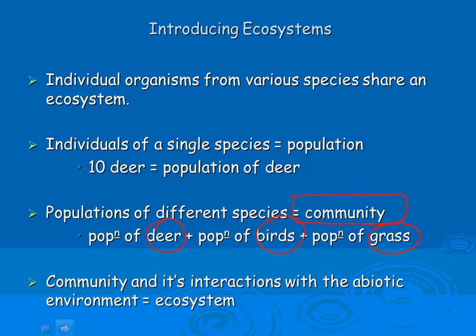And then, of course, that takes us one step further. Once you have your community, you start looking at its interactions with the abiotic environment. So these are the biotic components. And once you start looking at those biotic components and their interactions, that's what gives you your ecosystem.